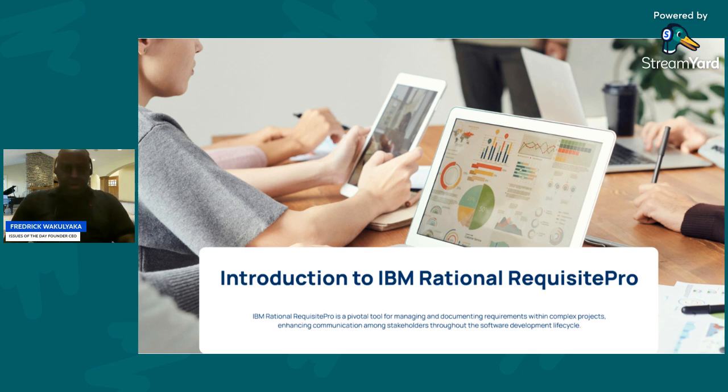Introduction to IBM Rational Requisite Pro. IBM Rational Requisite Pro is a pivotal tool for managing and documenting requirements within computer projects, enhancing communication among stakeholders throughout the software development lifecycle.